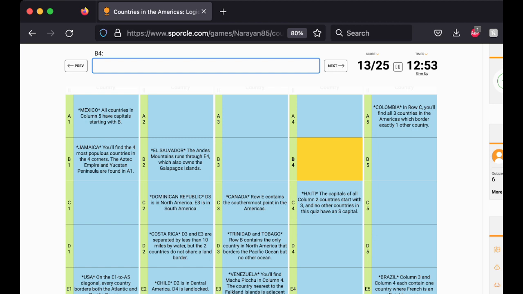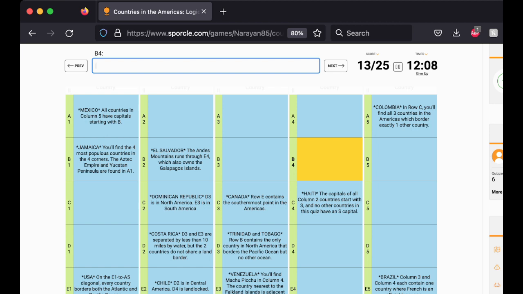Okay. Now what about this one? On the E1 to A5 diagonal, every country borders both the Atlantic and Pacific Oceans. So we've already guessed. Alright, so that would be Central. So we have Mexico, we have United States, we have Canada. I'm trying to think what else. There'd be Nicaragua. We already have Costa Rica, so Nicaragua or Panama. Is there any for B4?